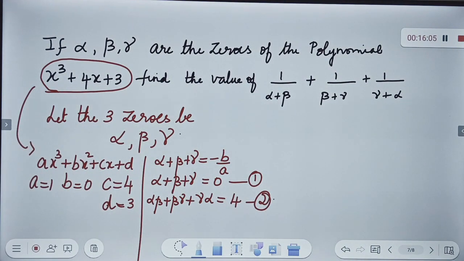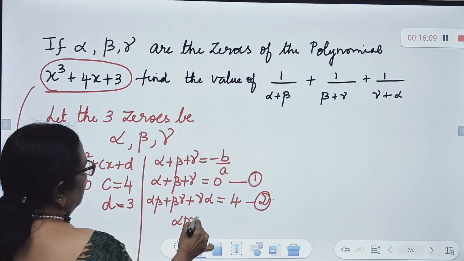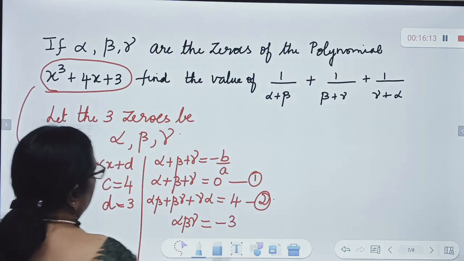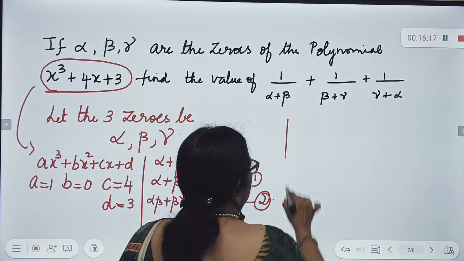Okay, now what will be the product of the roots? Alpha beta gamma will be minus d by a, so minus 3 by 1. Now this is what we need to simplify.